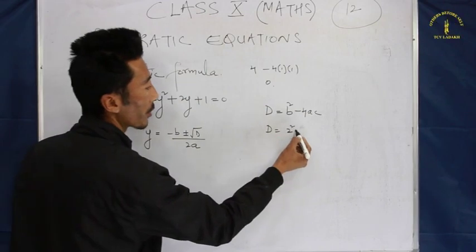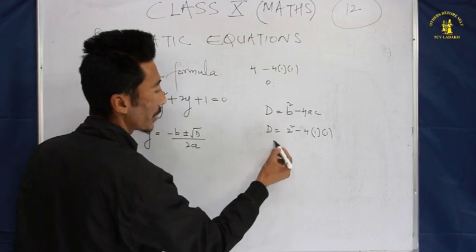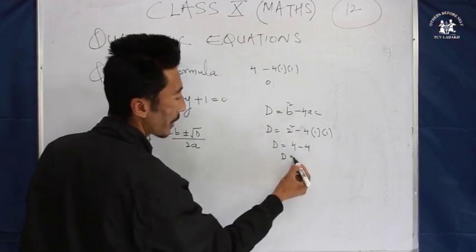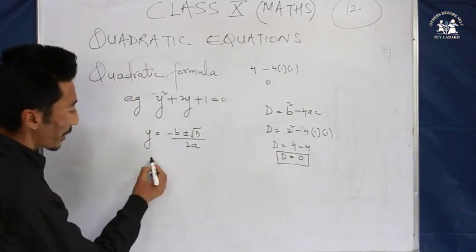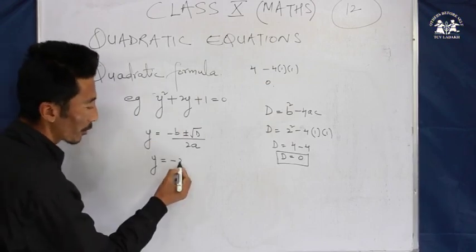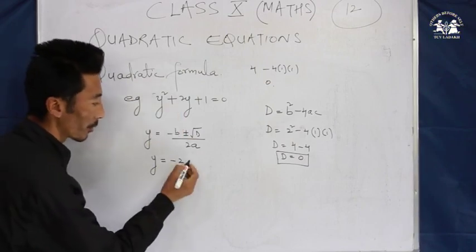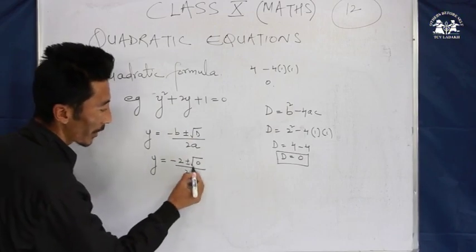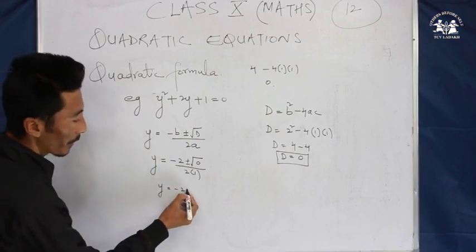2 times a, 2 squared minus 4 times a, the 1 times c, the 1. So D equals 2 squared minus 4 times 1 times 1, which is 4 minus 4, so D equals 0. Since D is 0, the formula value is y equals minus b, the 2, plus and minus root D, which is 0, divided by 2a.